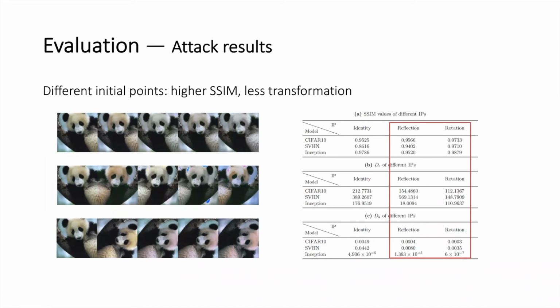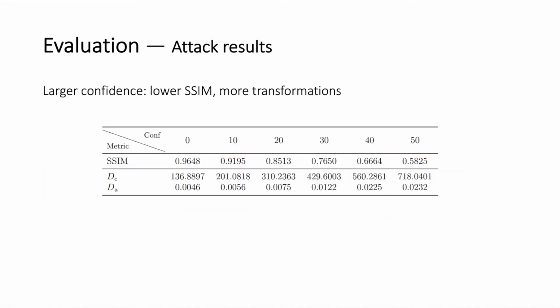Third, we found that if we start from a different initial point, for example, here we evaluated the reflection and rotation of 90 degrees, the attacks that start from this different initial point would achieve better performance in terms of SSIM and the amount of transformation required. Finally, we found that a larger confidence level reduces the quality of the adversarial example. This is the same as observed in LP norm-based attacks.